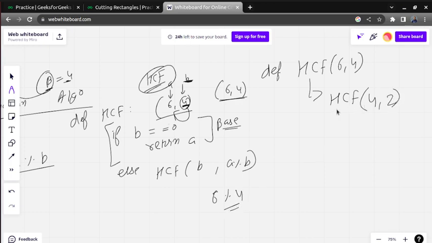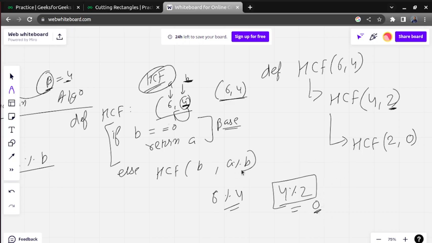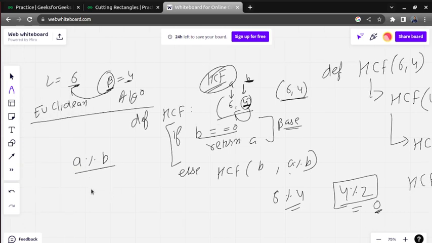Now again, what have we done? We are again calling the function. We are checking whether the second element is 0. No, it is not 0. So we are again calling the function and interchanging the values. So this will become 2 and this will become 0, because 4 modulo 2 is going to be 0, because 4 is divisible by 2, so there will be no remainder. As I told you, if B, our second element, becomes 0, you need to return A. So the HCF is going to be 2, and we have seen in the example that 6 is 3 into 2 and 4 is 2 into 2. So the highest common factor is going to be 2.